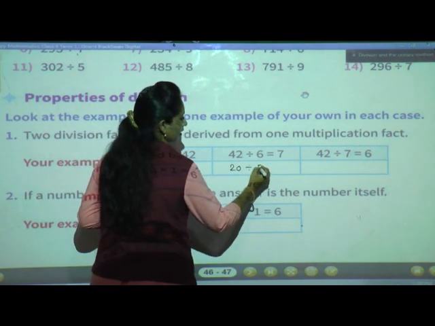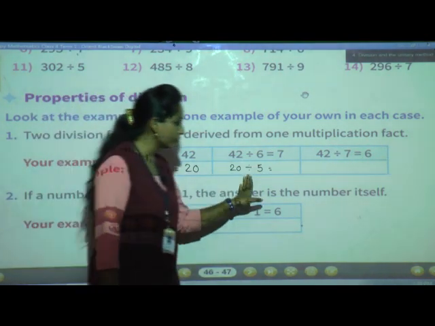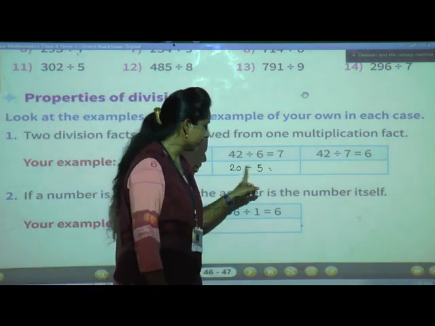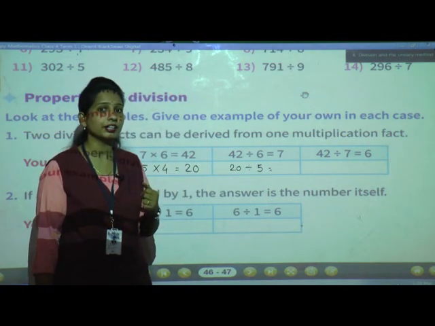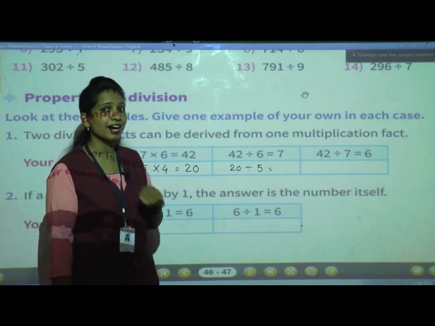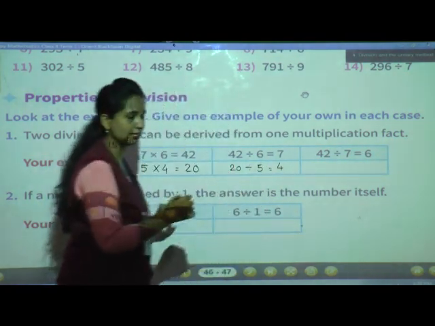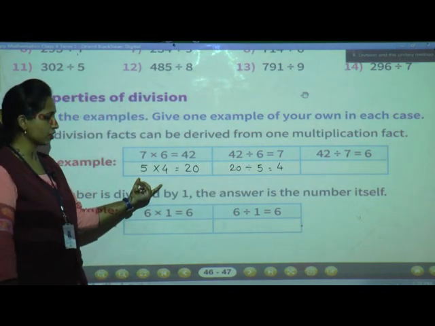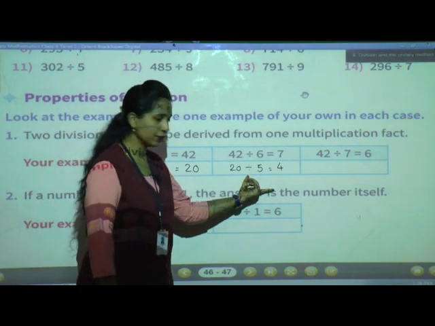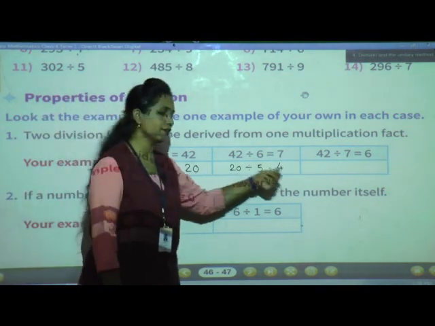Now see, if I have taken 5, we have to do this division: 20 divided by 5. In the 5 table, is 20 there? Yes, at the 4th place. 5 fours are 20. So we write the answer 4. See, the numbers are the same as in the multiplication fact. Whenever we do division also, the numbers are the same: 5, 4, 20; 20, 5, 4.